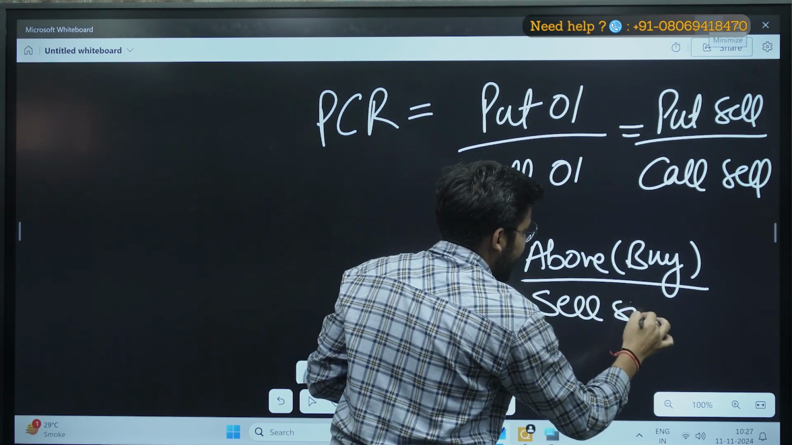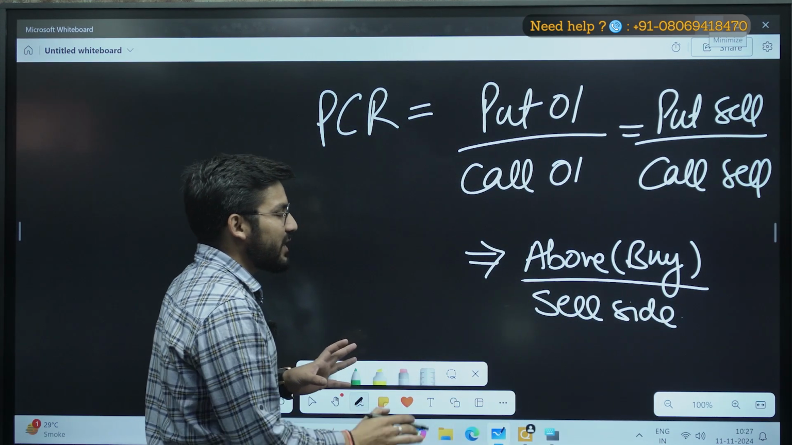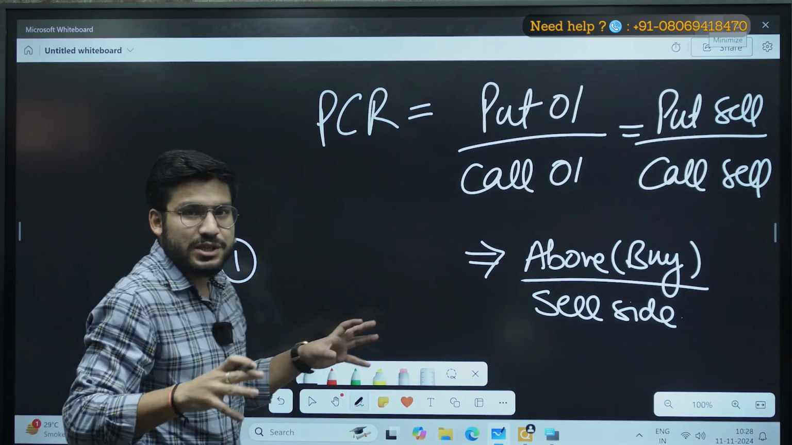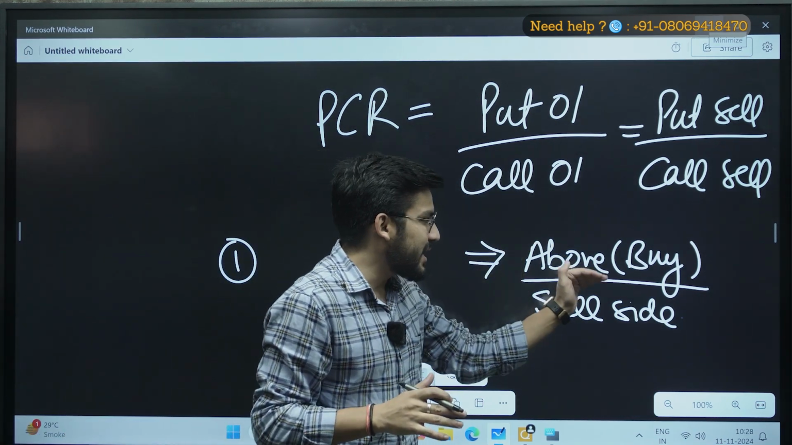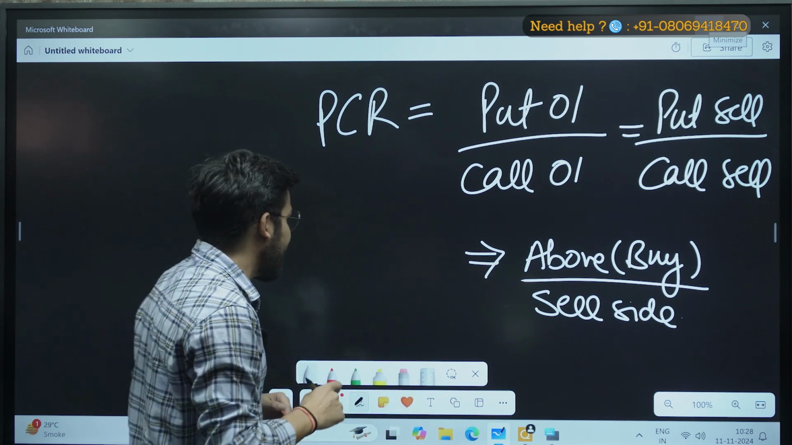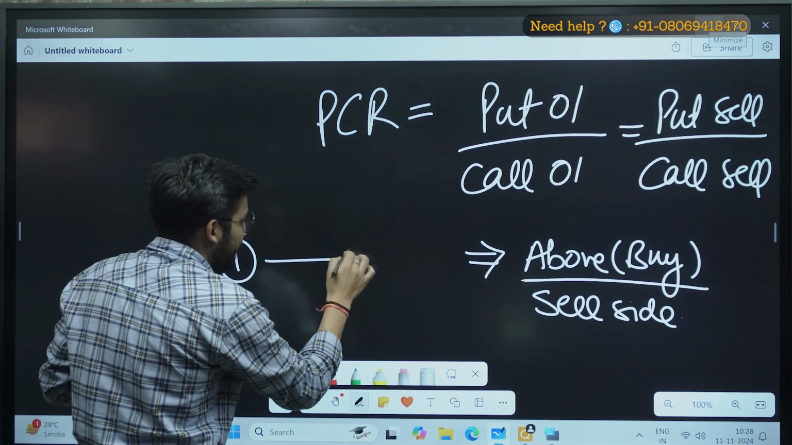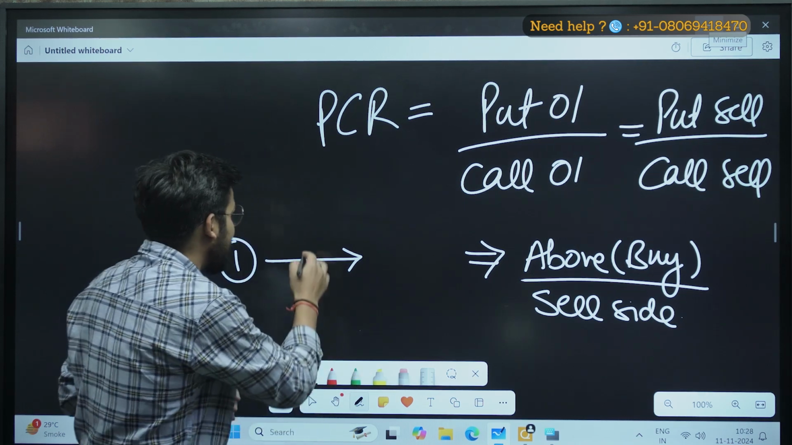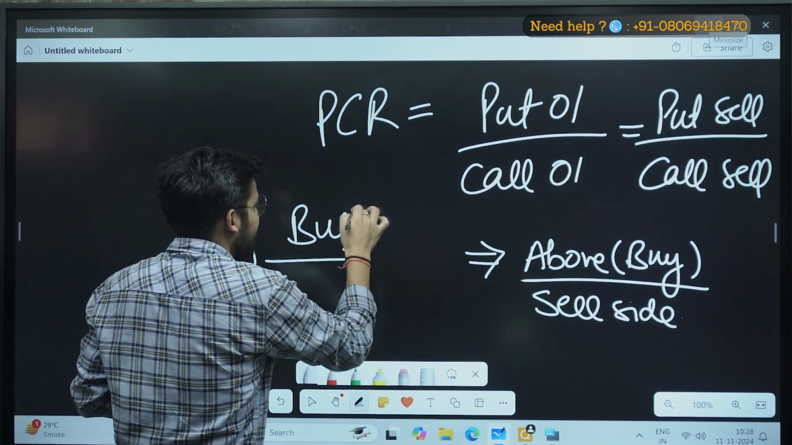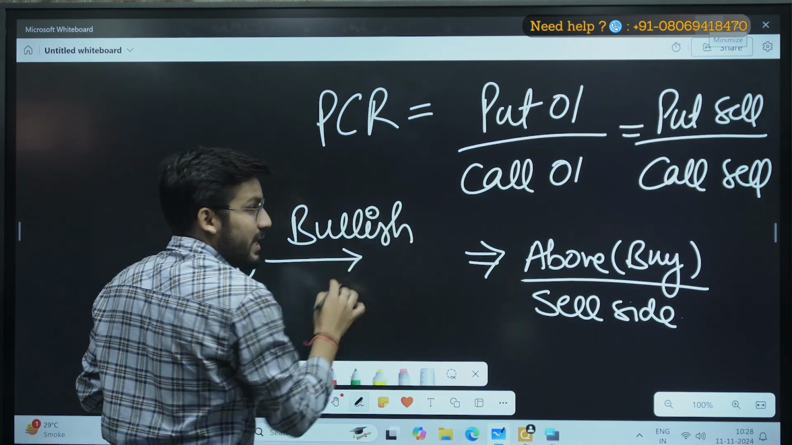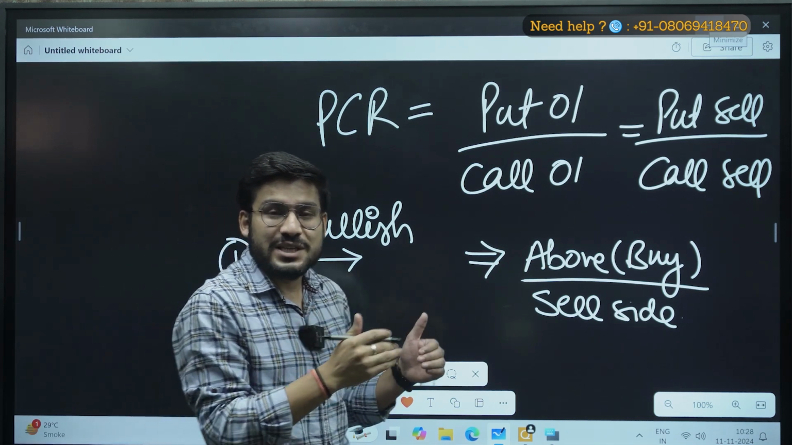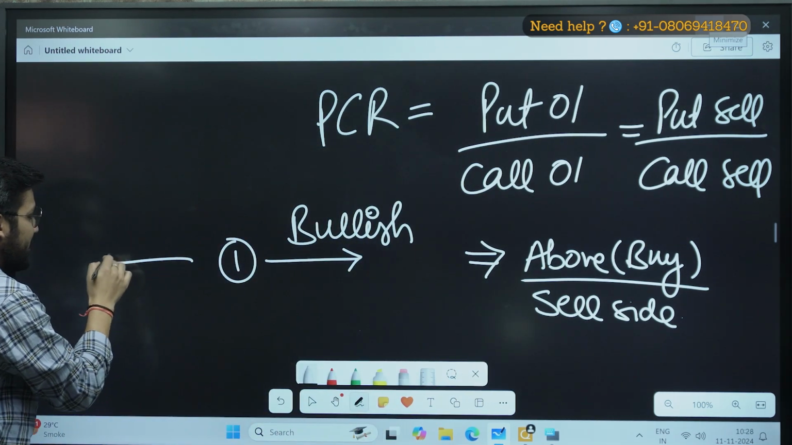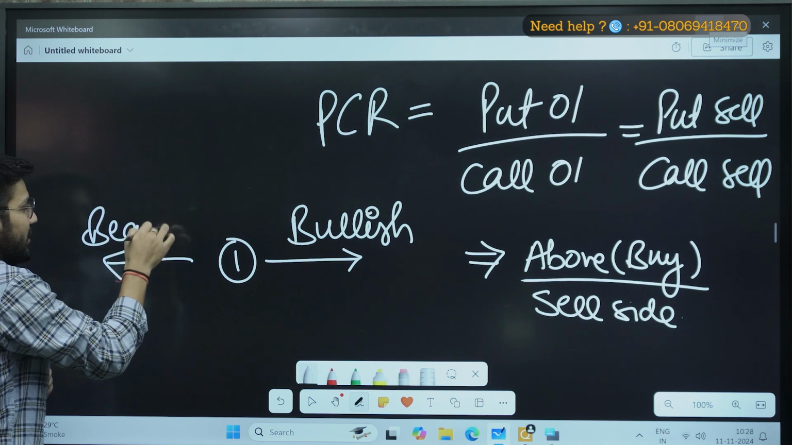Now at any point of time, if the ratio is equal to 1, that means the situation is neutral. So the buyers and sellers are on the equal side, right? If this ratio increases more than 1, it means the market is on the bullish side. If this ratio decreases down from 1, it means the market is on the bearish side.